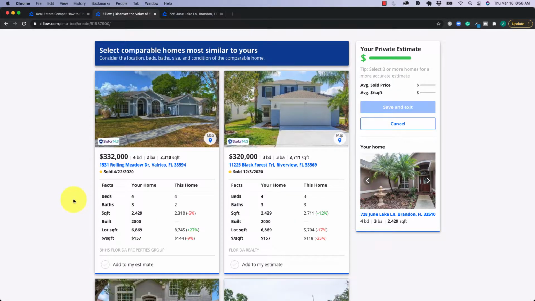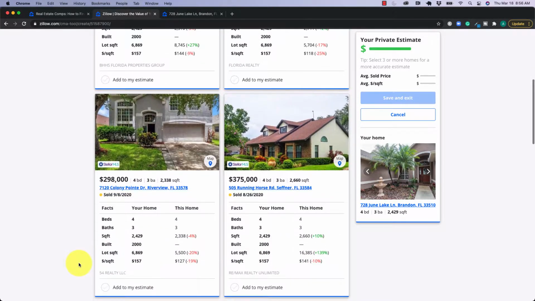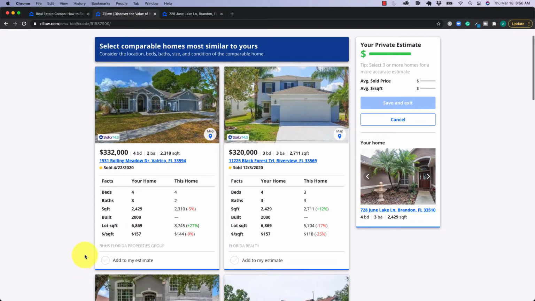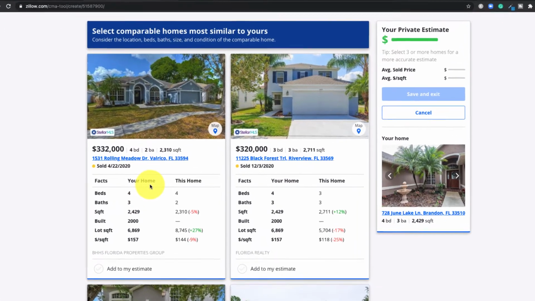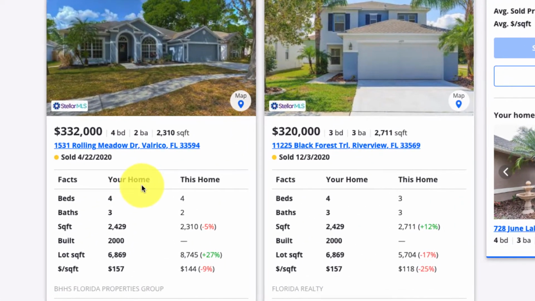So going back to the tool, we could see it's really cool because not only does it have properties that are listed here that should be similar to the property that we're looking at, but it actually has high-level facts, and then it talks about your home, so the property that we're looking to compare it against, and then this home. So what's the actual differences here?